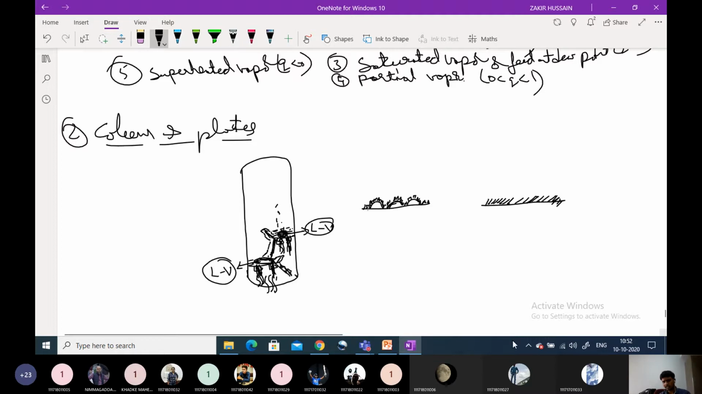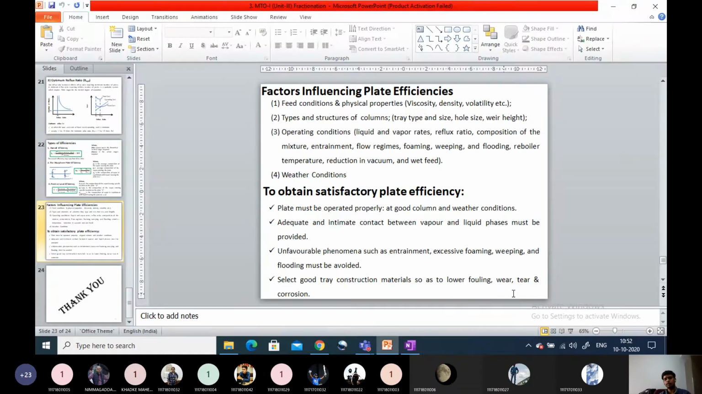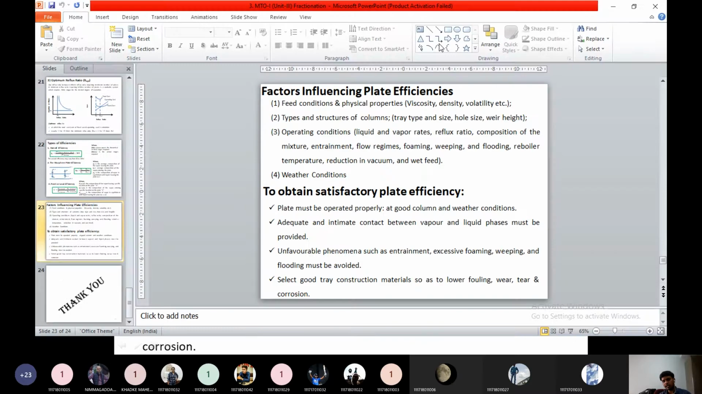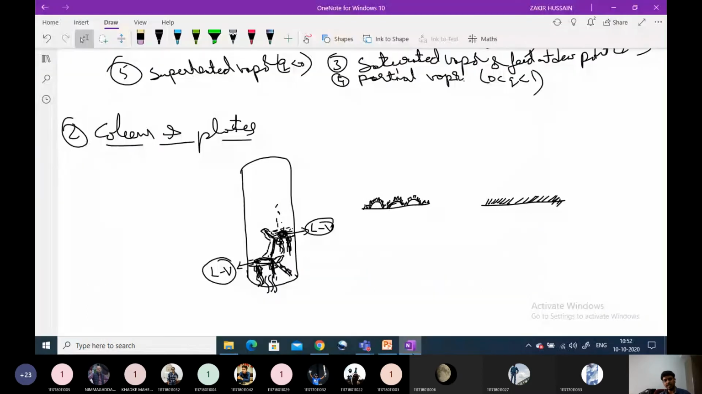The operating efficiency will depend on our column and the types of plates. So, tray type. When there is fouling liquid, or some components are corrosive liquids, then the column building material will also come into major play. Then the hole size, the perforation size, will also play a major role. Then weir height. What is a weir? This is the plate, and this is called a weir.